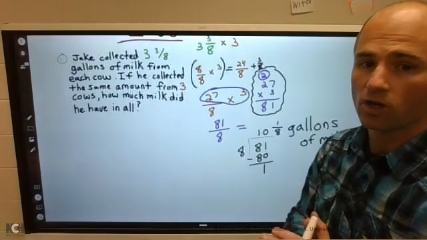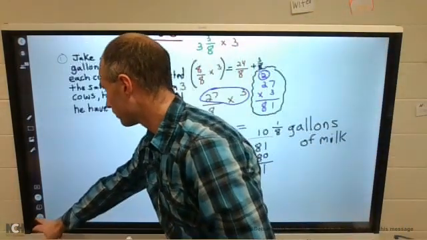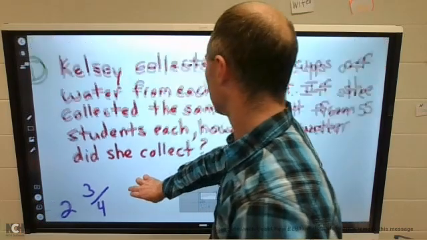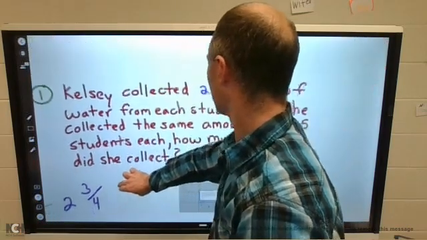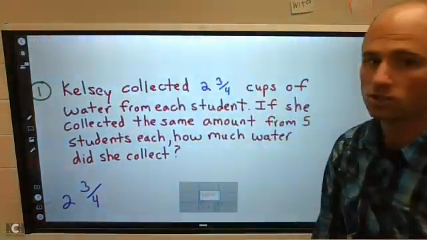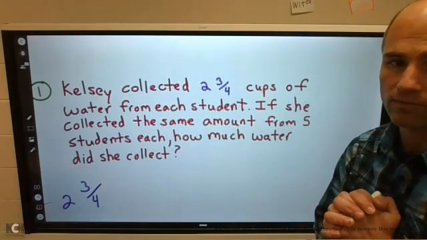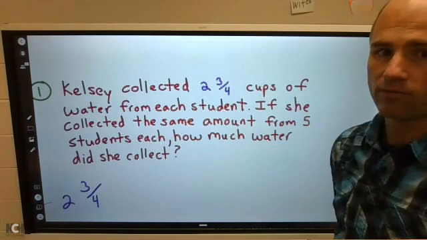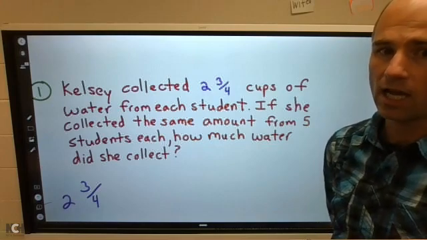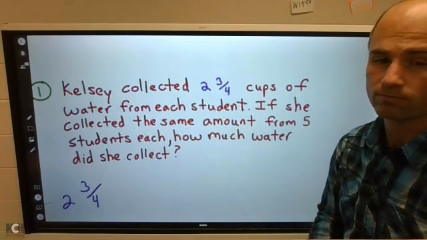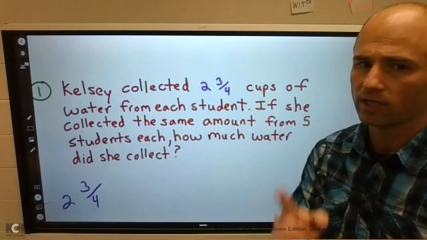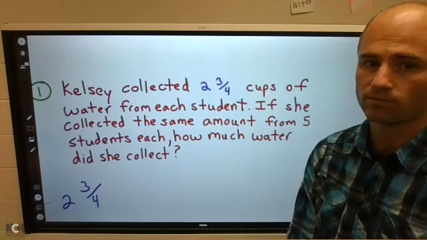All right, so now we're going to move on to the next problem I would like you to solve. So we have Kelsey collected 2 3/4 cups of water from each student. If she collected the same amount from 5 students each, how much water did she collect? All right, hit that pause button and go ahead and solve this problem.